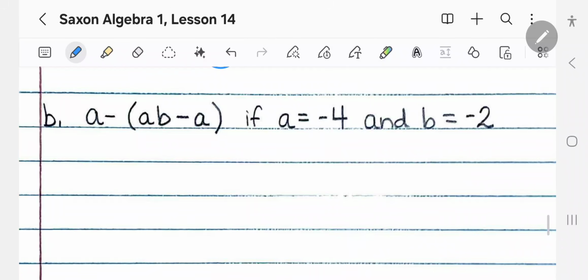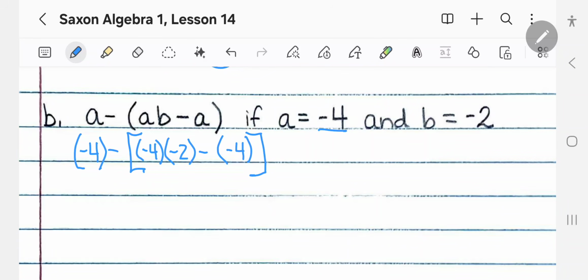For B, I know that A is -4. B is -2. I put in a -4 for this A as well. And since I've got double parentheses, I can put brackets in their place. It's just a little easier on the eyes, I guess.